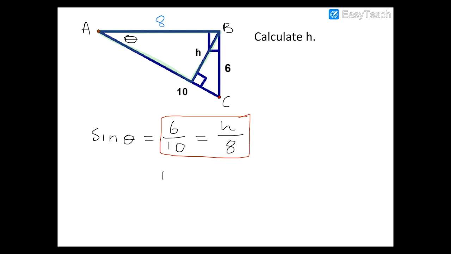Okay, so we'll have h is equal to 8 multiplied by 6 over 10, and 2 goes in there 5 times, and goes in there 4 times. 6 multiplied by 4 is 24 divided by 5. Okay, so sometimes there is a much easier method than Pythagoras, even when we deal with right-angled triangles.